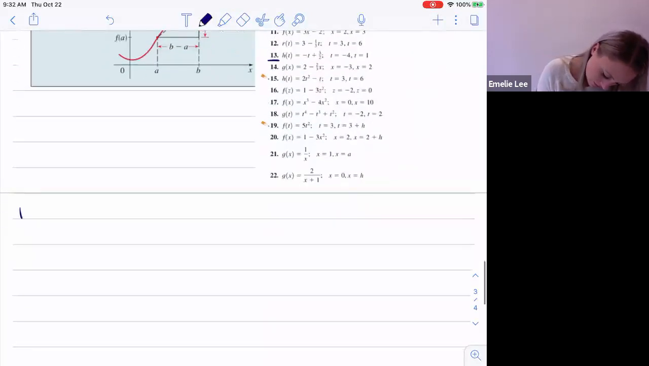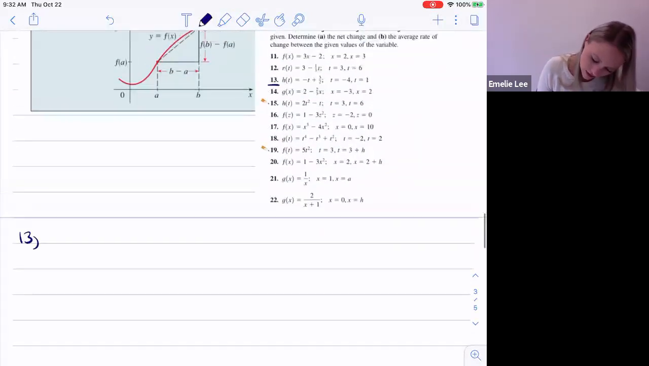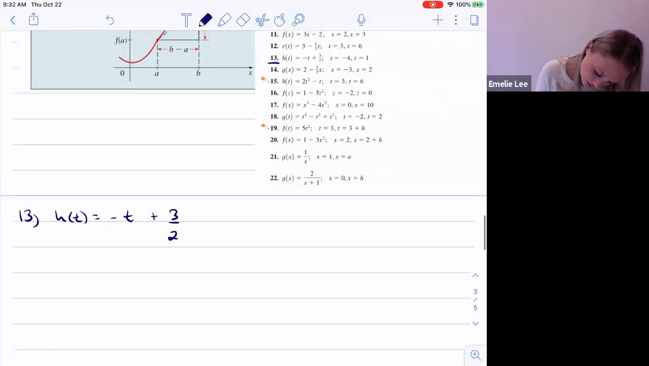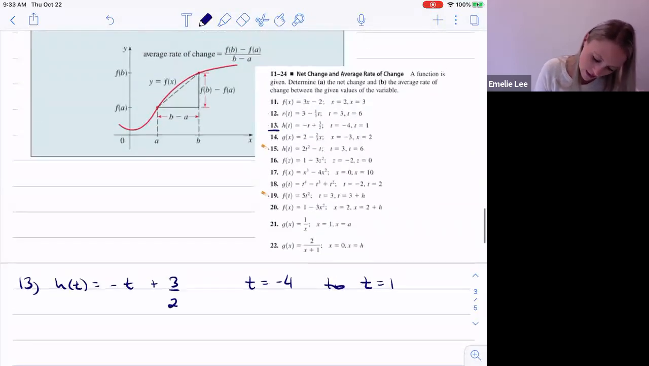So for 13, h of t is negative t plus 3 over 2, and we're going between t equals negative 4 to t equals 1. And we want to find the net change and the average rate of change between the given values. We don't need to know really what this looks like, although you easily can using Desmos, right? But we want to figure out what the net change is.